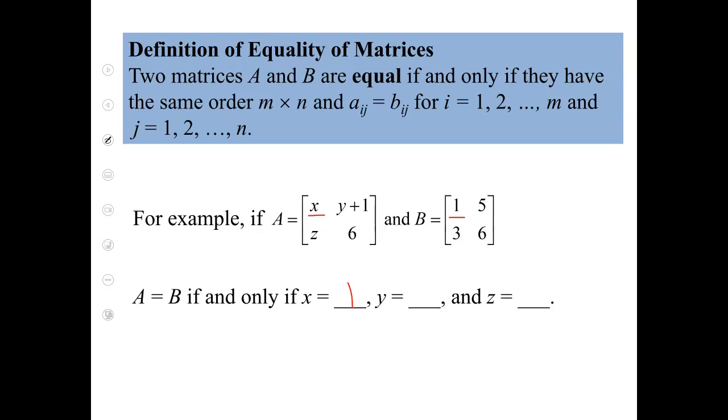Y has to be 4 in order for 4 plus 1 to equal 5. Oops, sorry. I said 4 and then I wrote 5. y equals 4. 4 plus 1 is 5. And then z would equal 3. They have to correspond. And then 6 equals 6. If they're equal, all the elements have to be the same.